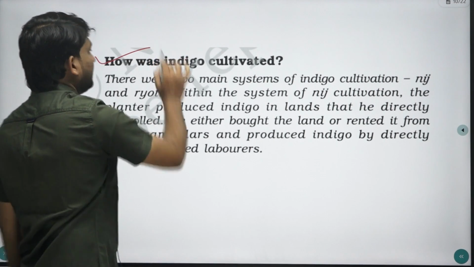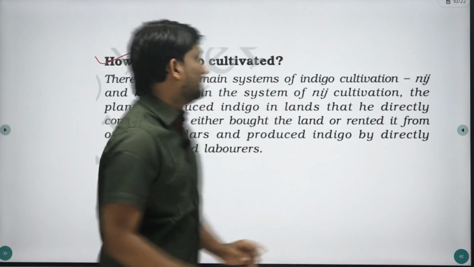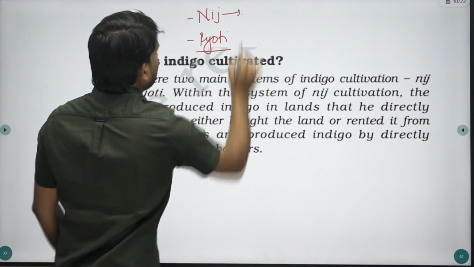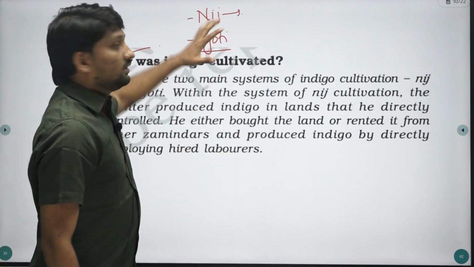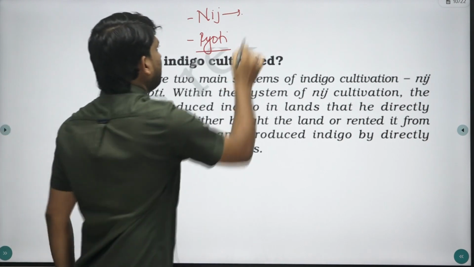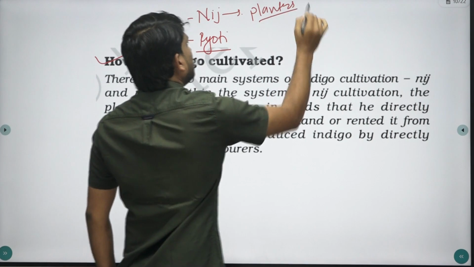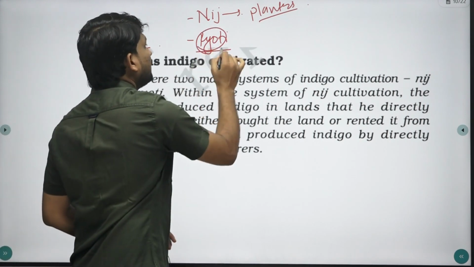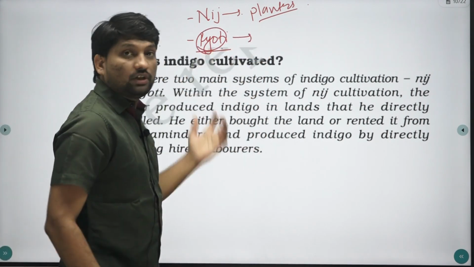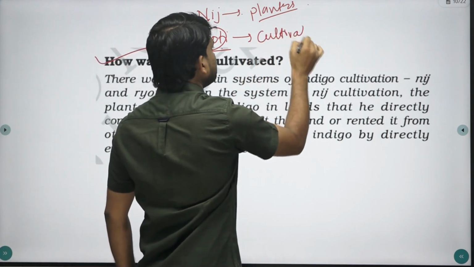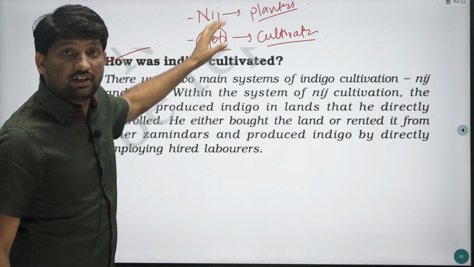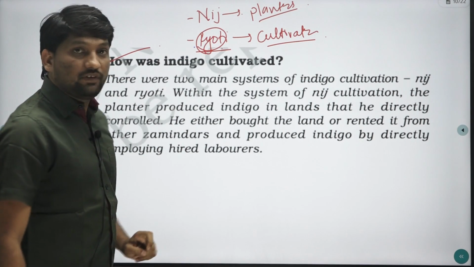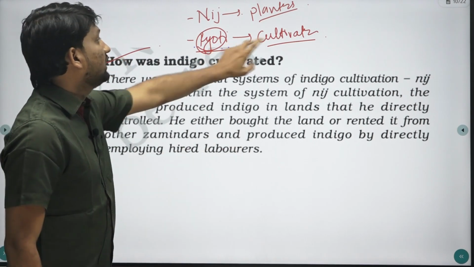So how was indigo cultivated? If you see the cultivation of indigo, there were two methods. First is Needs cultivation and second is Rayati cultivation. In the Needs cultivation, the land was purchased or rented by planters. So the cultivation was on the land of planter. Rayat means cultivators. So in Rayati cultivation, the cultivation is on the land of Rayat or cultivator. Remember this basic difference. In the Needs cultivation, cultivation was done on the land purchased or rented by planters. In the Rayati cultivation, cultivation was done on the land of the Rayat or cultivators.